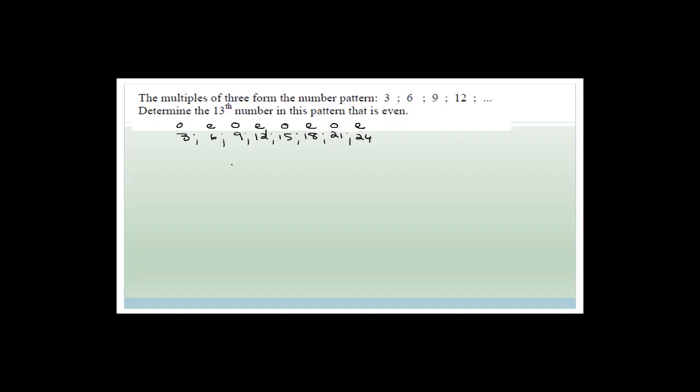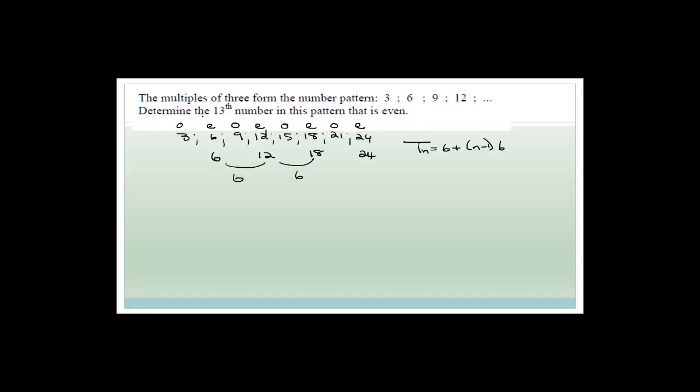Okay, so in fact, we could get a pattern just of the even numbers. It would be 6, 12, 18, 24, and the difference between them would be 6 instead. So this time we can go Tn is equal to the first term, which is 6, plus n minus 1 times by the common difference of 6.